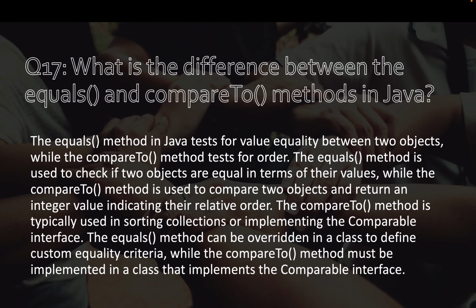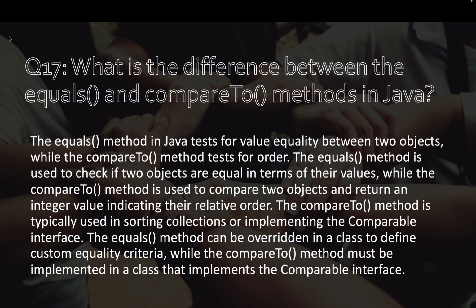Question number 17. What is the difference between the equals and compareTo methods in Java? The equals method in Java tests for value equality between two objects, while the compareTo method tests for order. The equals method is used to check if two objects are equal in terms of their values, while the compareTo method is used to compare two objects and return an integer value indicating their relative order.